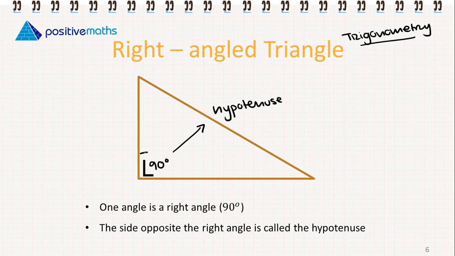If this angle in a right angle triangle is 90 degrees, we also want to note that the other two angles must add up to 90 degrees because we know that all of them have to be 180 degrees. So in a right angle triangle, the other two angles, angle A and angle B, must be equal to 90 degrees.